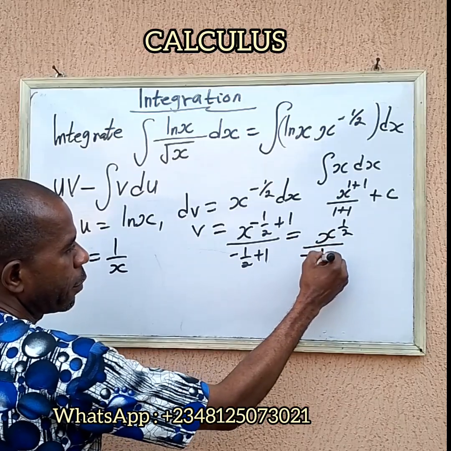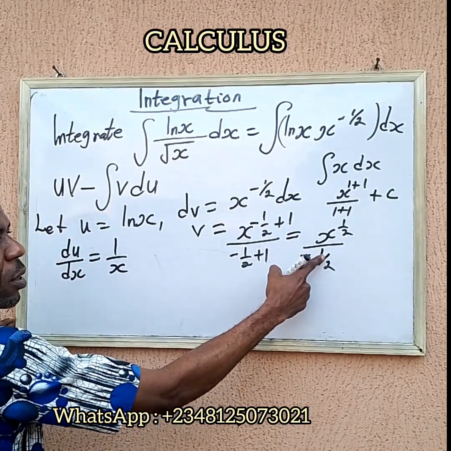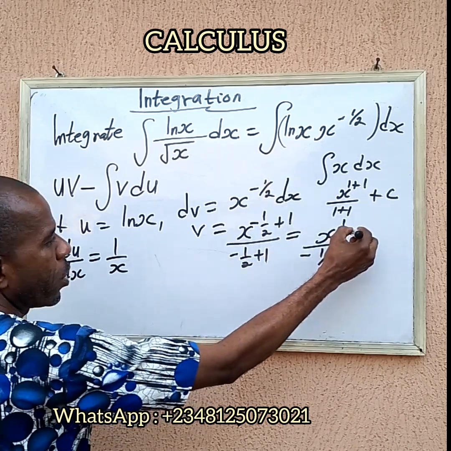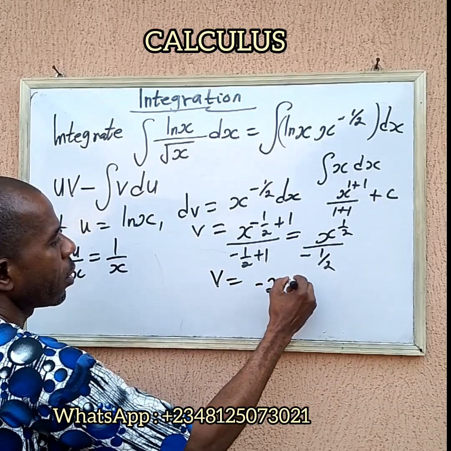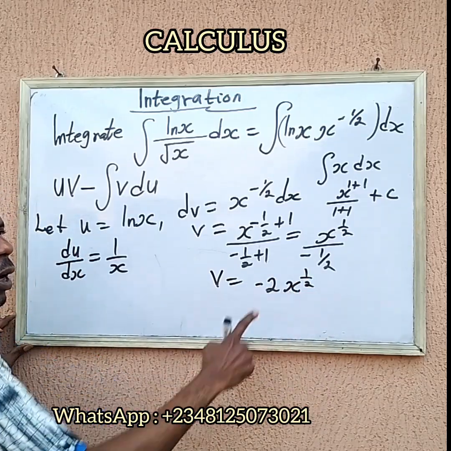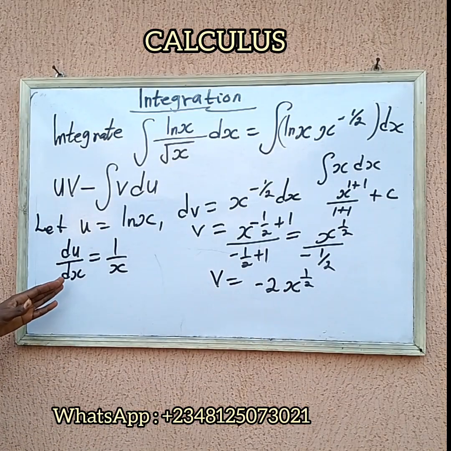negative half. Now, since this one is a fraction on its own, the 2 has to go up, which means our v here becomes negative 2x raised to half. And of course, x raised to power half is the square root of x.